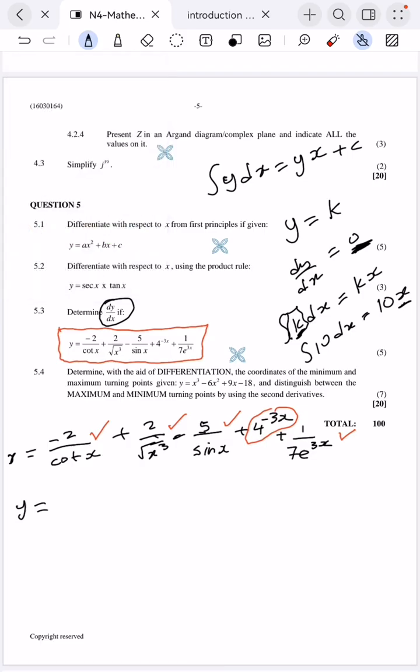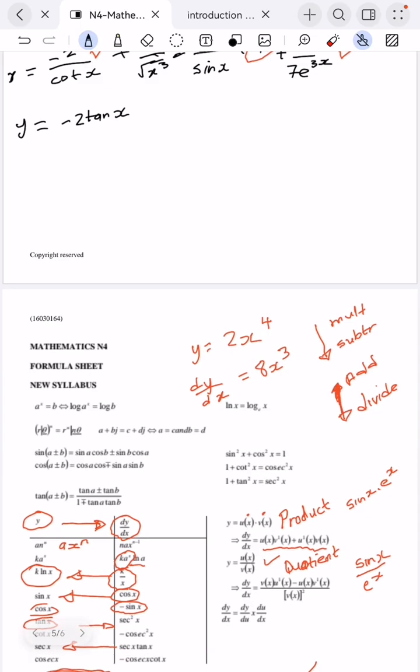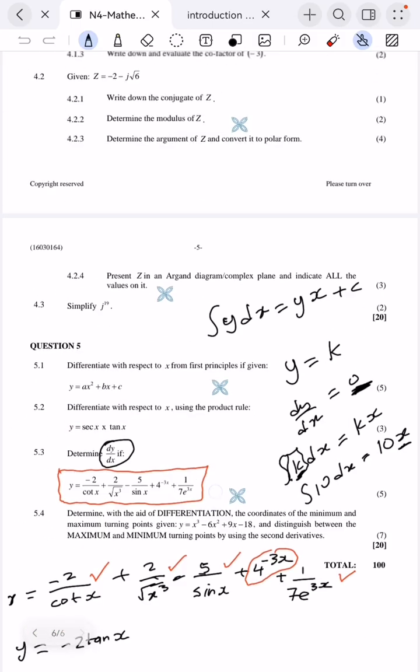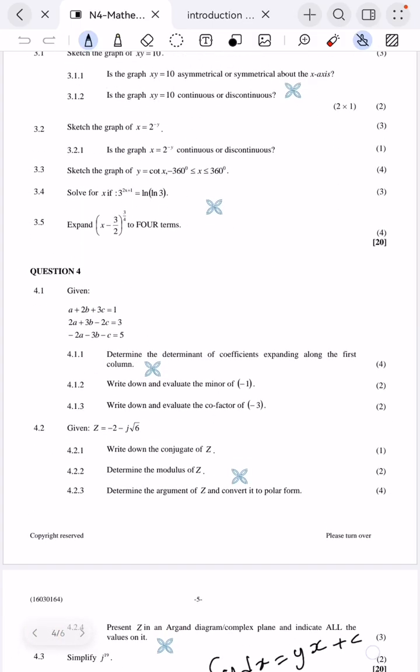Your cot, if it goes to the top, it becomes tan. How? From the formula sheet. Oh, it's not in the formula sheet. You should know them. They are called co-ratios. It's co-ratios, don't forget. You should know them. Your sine is 1 over cosec. Your cos is 1 over sec. Your tan is 1 over cot.